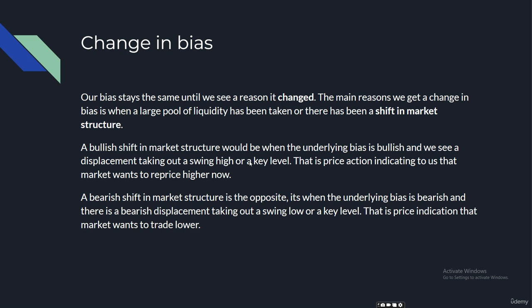And the bearish shift in market structure is the opposite. So when the underlying bias is bearish and there's a bearish displacement taking out a swing low or a key level, that is price indicating to us that the market wants to trade lower. You see what I mean when I say indicate?